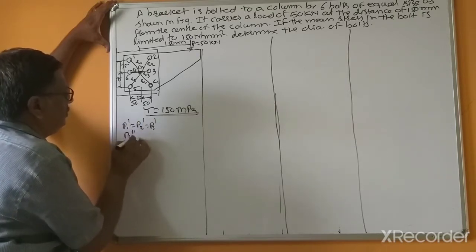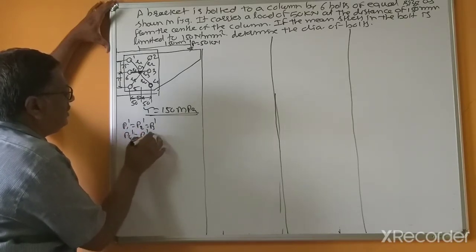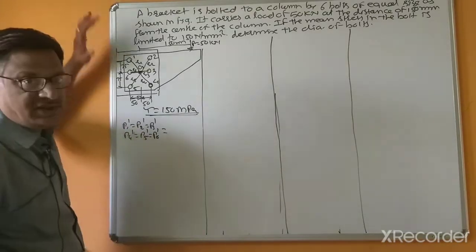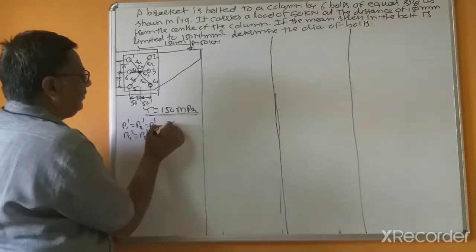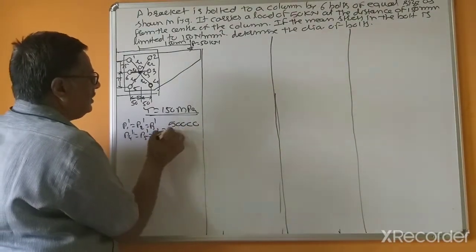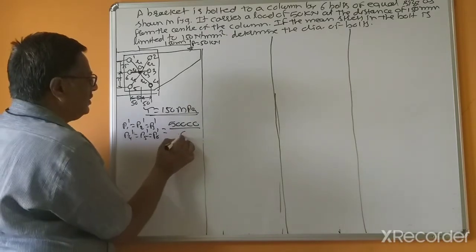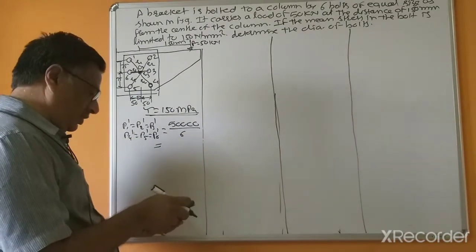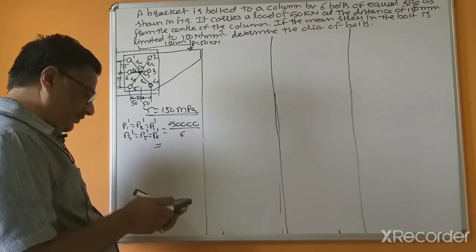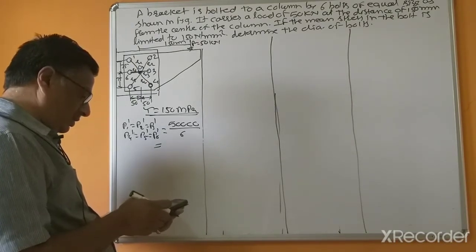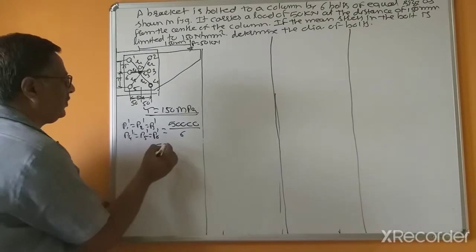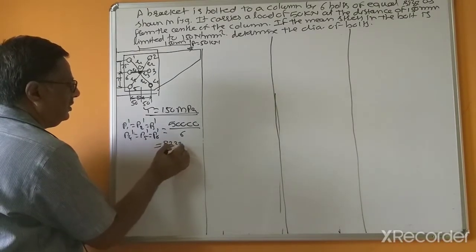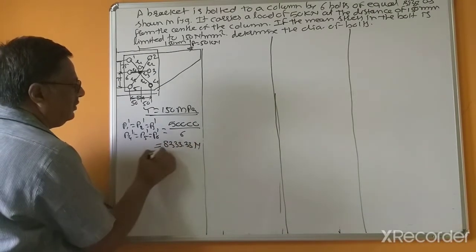Now note what is the meaning of P1', P6' is equal to, so this is 50,000 divided by total number of the bolts 6, 50,000, this is 8333.33 Newton.